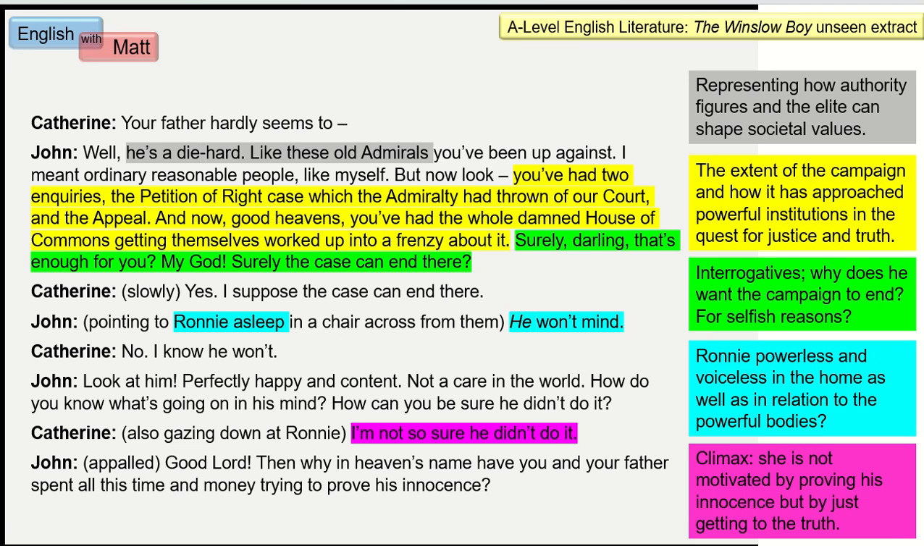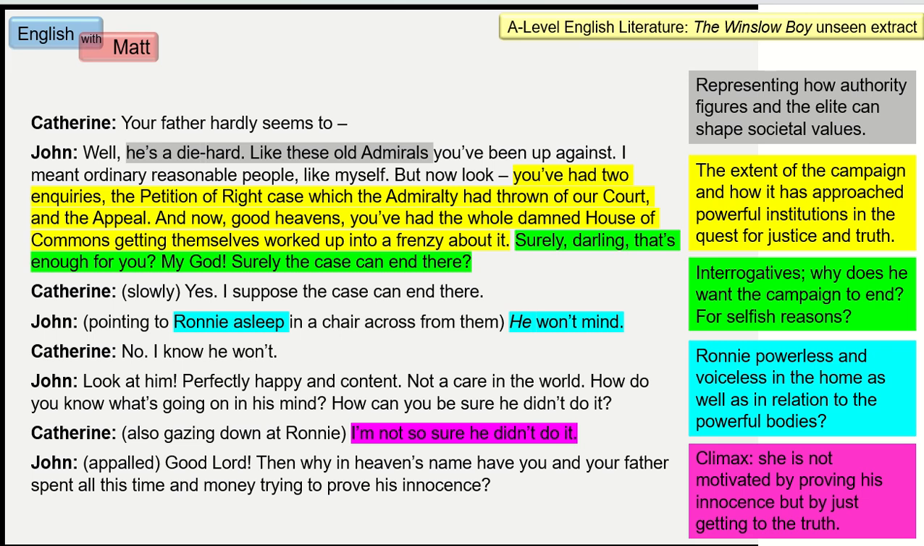And of course, while he's asleep, John says he won't mind. So he's effectively speaking for somebody else. Ronnie cannot verbally defend himself here. So in terms of staging, I think that's quite an important method that is used here by Rattigan in terms of showing Ronnie's kind of powerlessness.